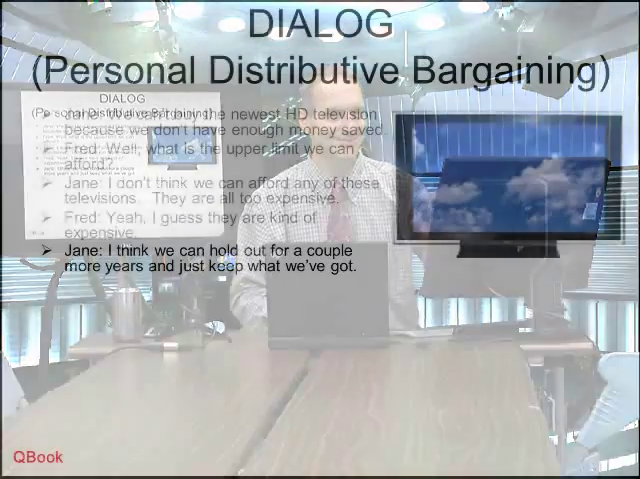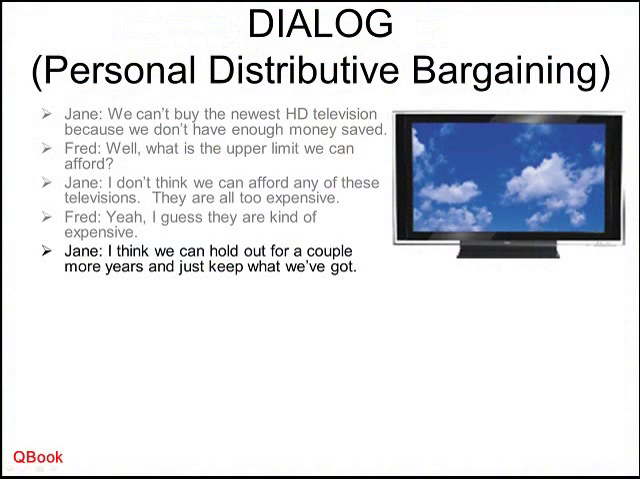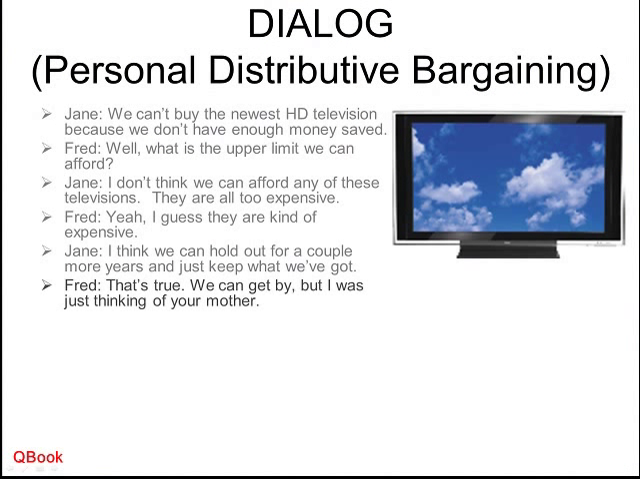I'm not going to negotiate. So Jane says, hey, that's over our resistance point. I don't want to buy. I don't want to talk about it anymore. I'm done. But Fred, you see, Fred does want to buy. He doesn't say it too clearly yet, but he does want to buy. So what does he say to influence Jane? Fred says, that's true.